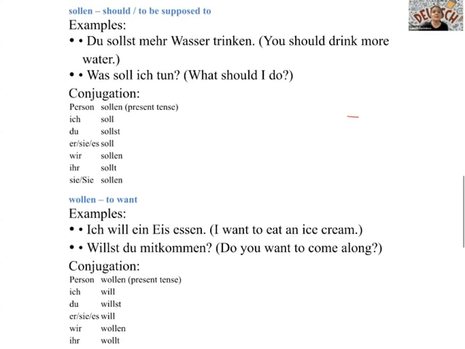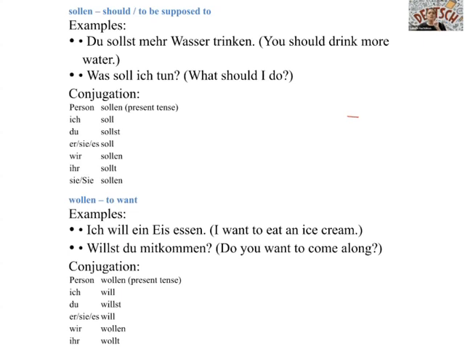The next verb would be sollen. Sollen is should or be supposed to. Sollen is used mostly when you are giving somebody a recommendation or advice that you should do this, or when you ask somebody what should I do? You're very unclear कि क्या करना है. Should. In that case we use sollen.